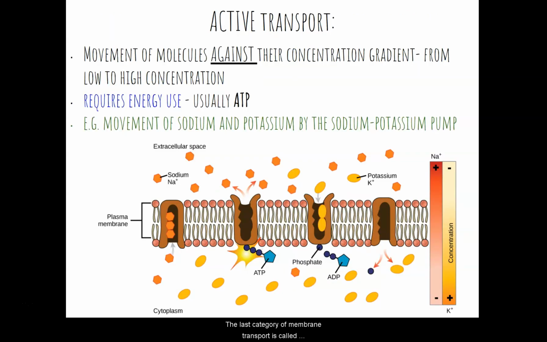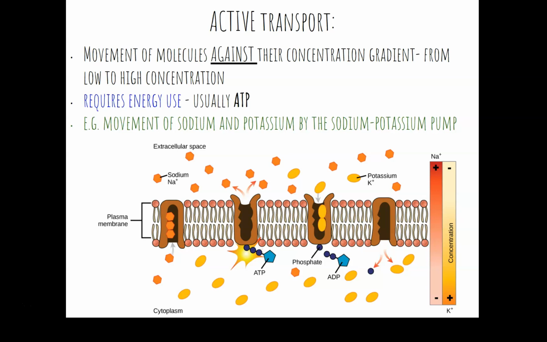Now, the last category of membrane transport is called active transport. There's a huge difference between active transport and passive transport. Passive transport is using the natural movement of molecules, and so you have diffusion down a gradient from high concentration to low concentration. Active transport deliberately moves molecules against their concentration gradient, from low concentration to high concentration.